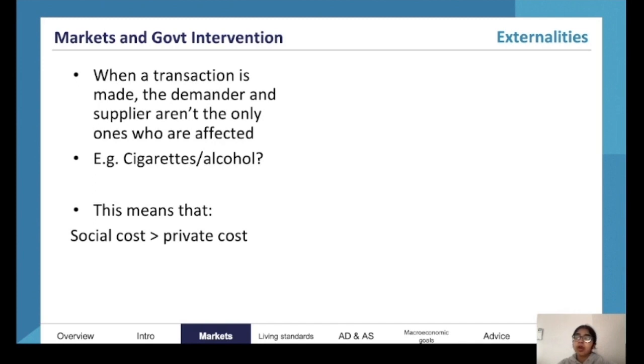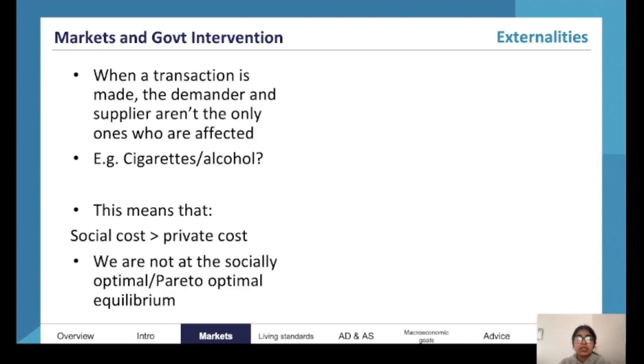People don't often realize the social cost of their actions, and that results in overproduction of negative externalities. So here, when people consume cigarettes and alcohol, they don't really realize that the social cost is greater than the private cost, the actual physical cost of the products. This means that we're not at the socially optimal equilibrium. So we're not maximizing society's living standards as a whole.